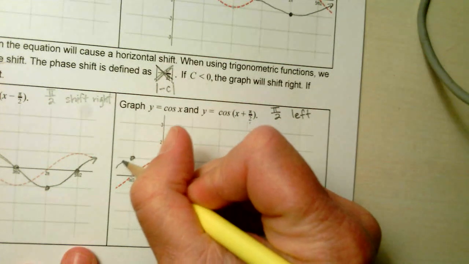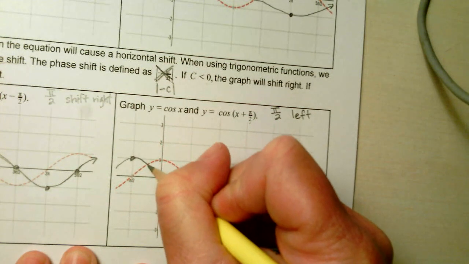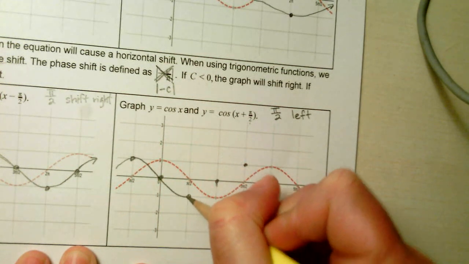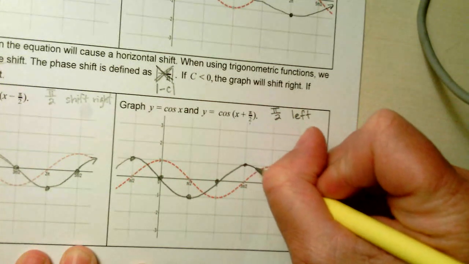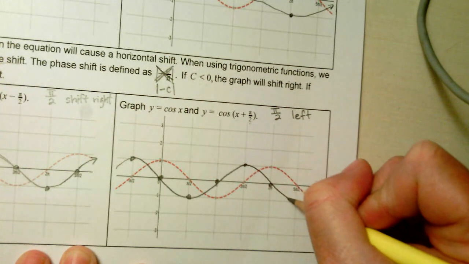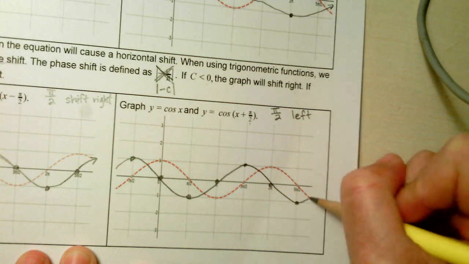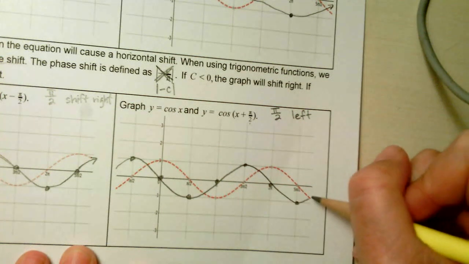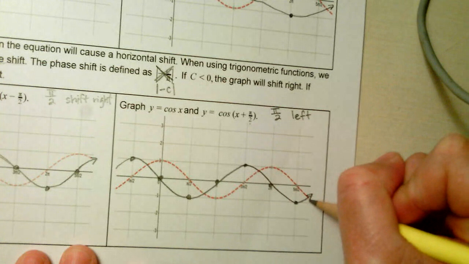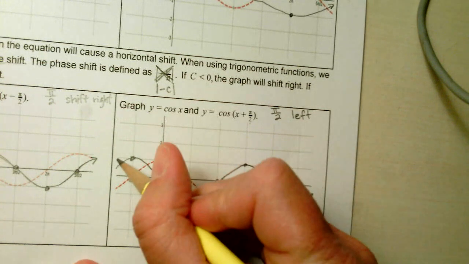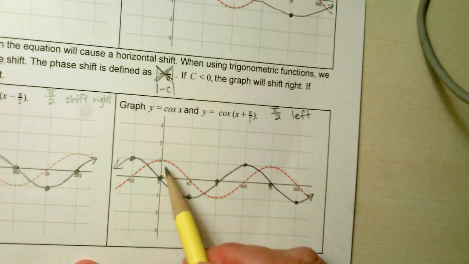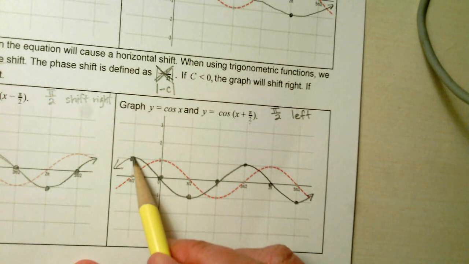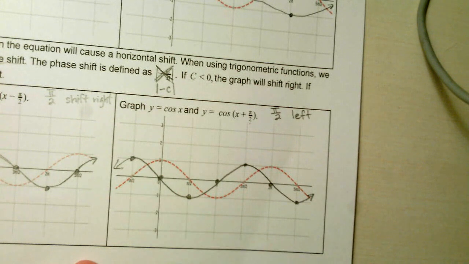Okay, so I keep my curve using this nice pattern. Okay, and hopefully you can see my arrows at both ends. Okay, hopefully you can see that this has all been shifted pi over 2 units to the left.